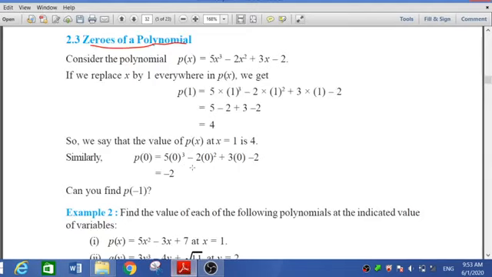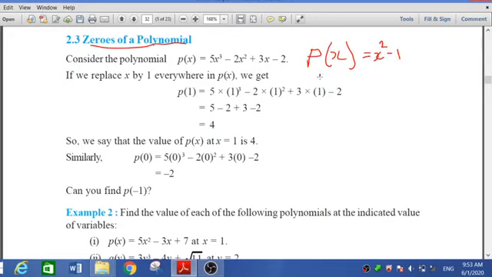Friend, today I want to explain to you zeros of polynomial. Zeros of polynomial means that if you put a value of x and you get the answer 0. Let me explain with an example: if p of x is given as x square minus 1.